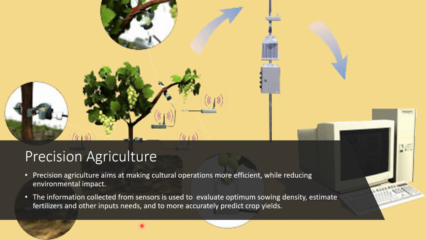This information collected from sensors is used to evaluate the optimum sowing density, that means the distance between the plants that you have sown. Then estimate the amount of fertilizer that you need to deploy, and other input needs, to more accurately predict crop yields. They can be deployed to sense which temperatures are optimum for this plant, and then that temperature can be employed so that the plant can thrive more. They can also be used in greenhouses.